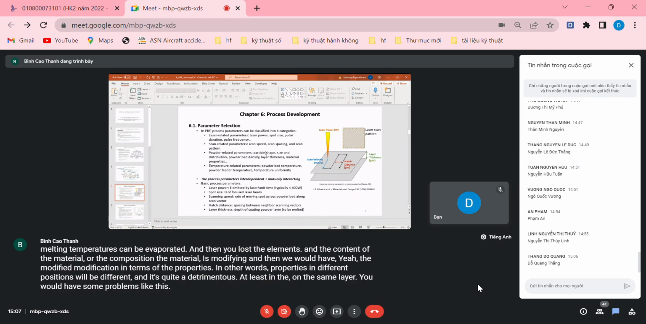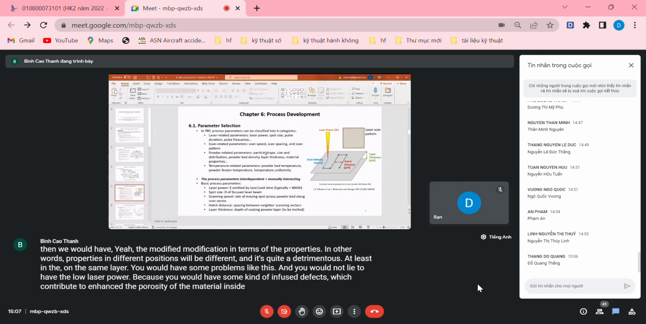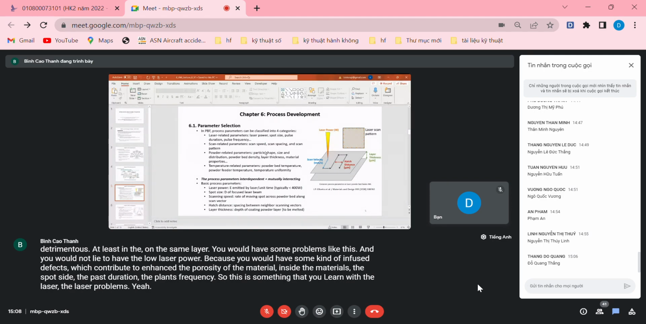And you would not like to have low laser power because you would have some kind of unfused defects which contribute to enhancing the porosity inside the material. The spot size, the pulse duration, the pulse frequency. So this is something that you learn with the laser pulse. So this is a matter of optics.